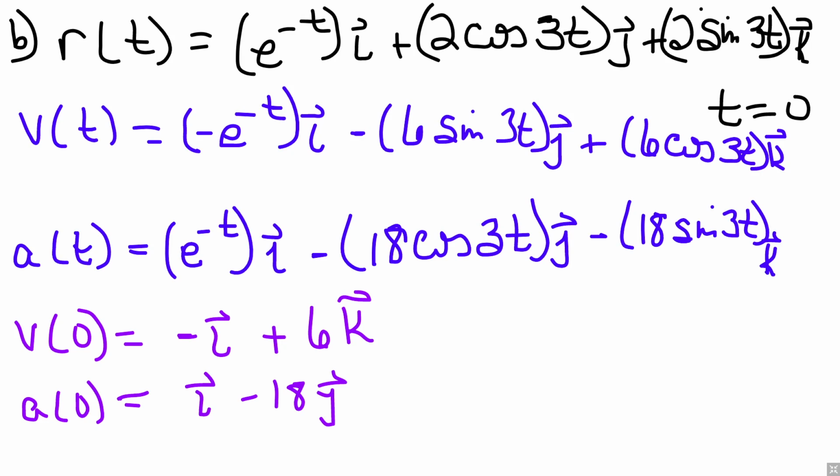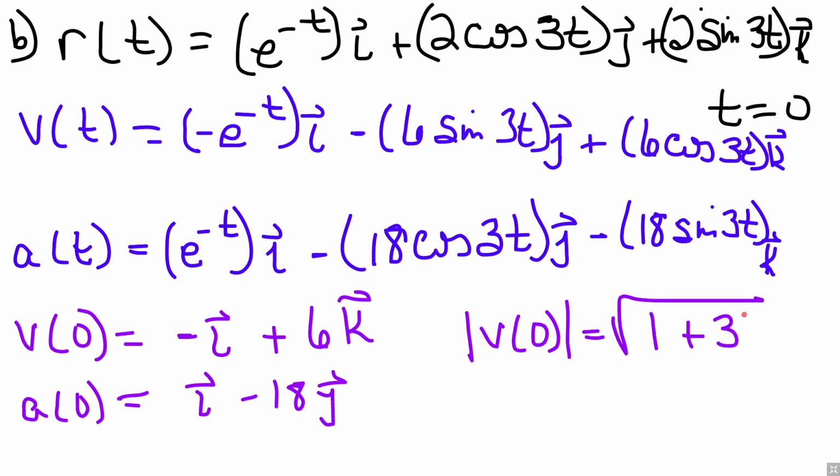Okay, so next we are asked to find the speed. I've got a little bit of room here, so I'm going to do the speed here. It's going to be the magnitude of the velocity vector at 0. So we're going to have the square root of 1 plus 36, or the square root of 37, and that is going to be our speed. Any questions?